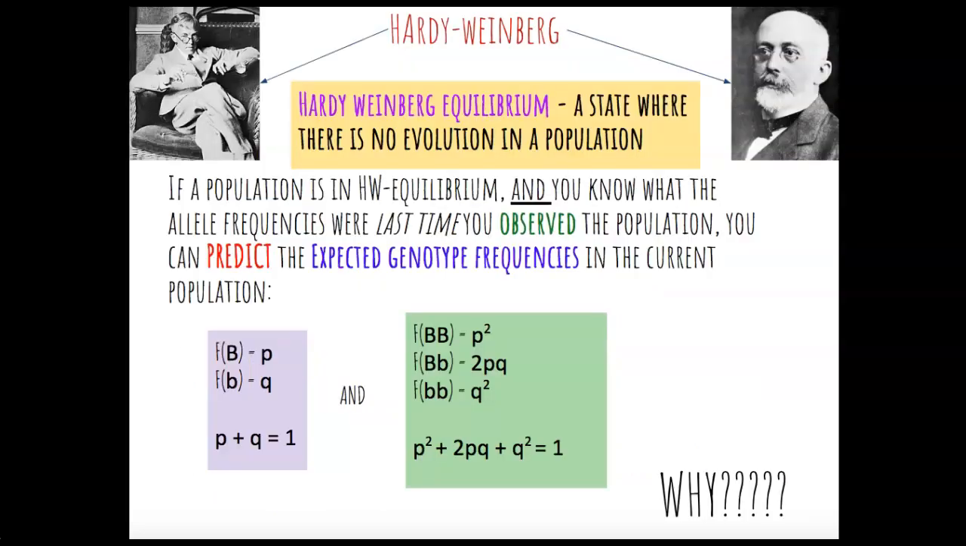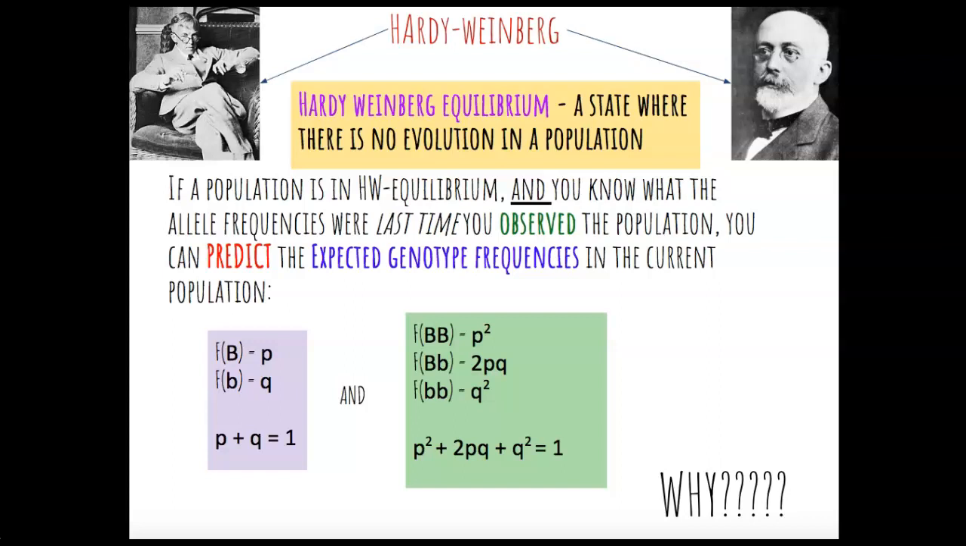So this Hardy-Weinberg equilibrium came from two scientists whose last names were Hardy and Weinberg. And again, the Hardy-Weinberg equilibrium is a state where there is no evolution occurring in a population. So if a population is in Hardy-Weinberg equilibrium and you know what the allele frequencies were the last time you observed the population, you can predict the expected genotype frequencies in the current population. So what does that mean?